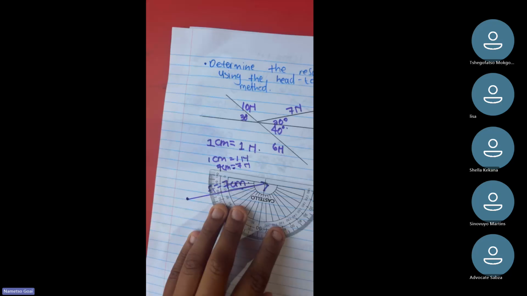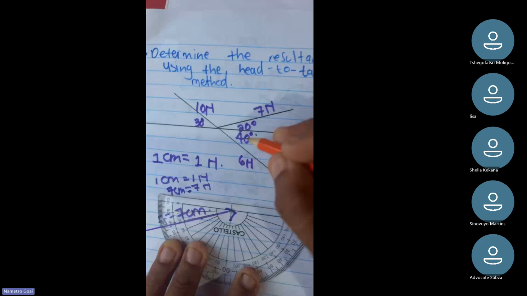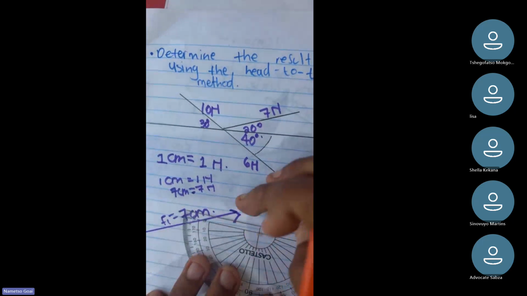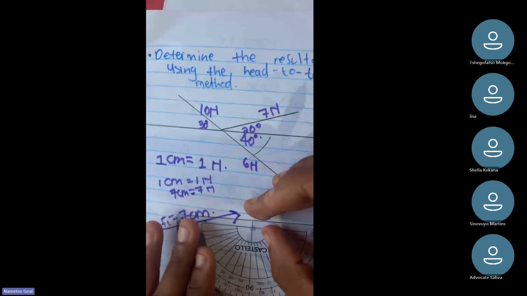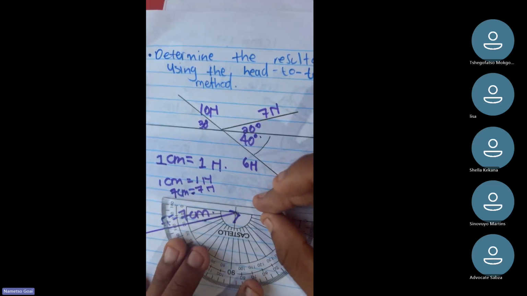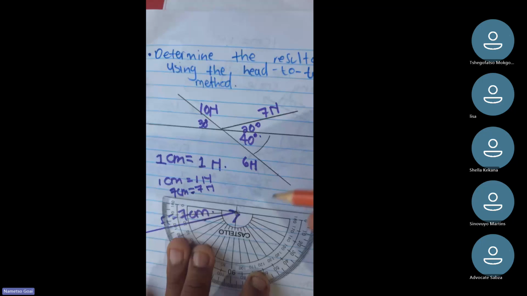Because it's in the downward force. Check where your 40 is, because it's at an angle of what? It's at an angle of 40 degrees. So at the head of the first force, you'd place your protractor like this, and then check where your 40 is in order to be able to draw this 6 Newton force, right? So here is your 40 over here.